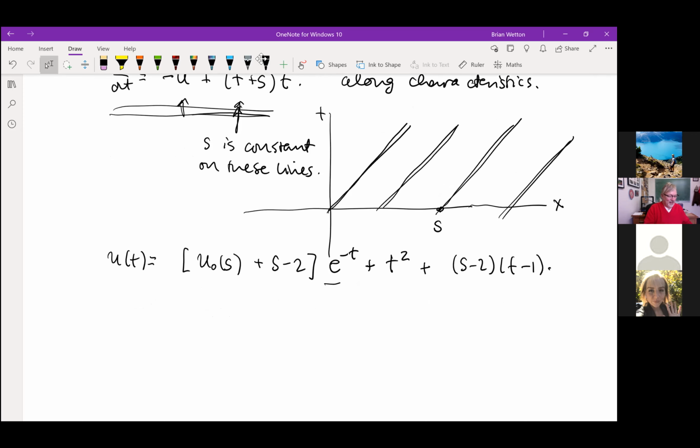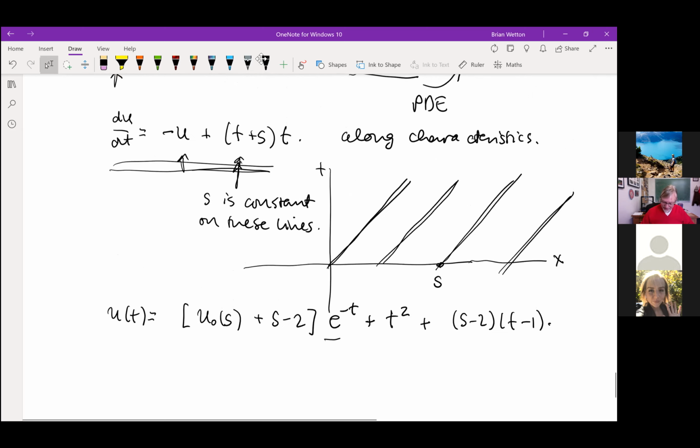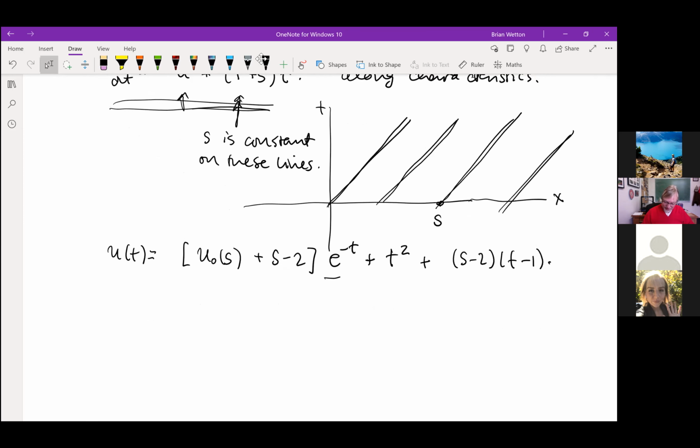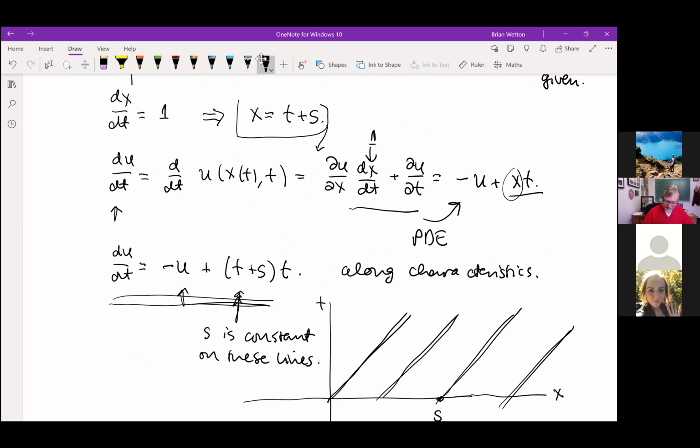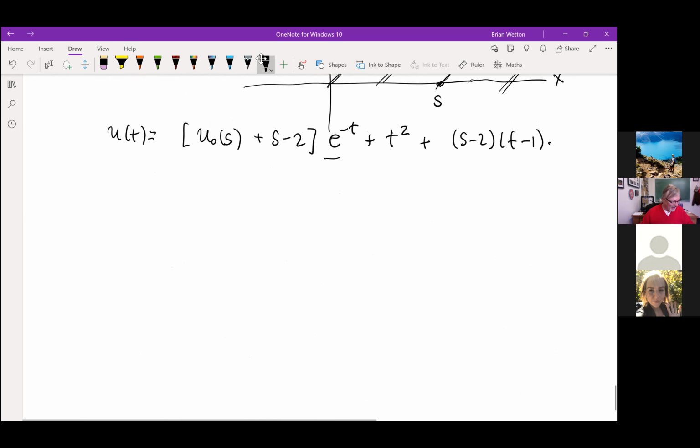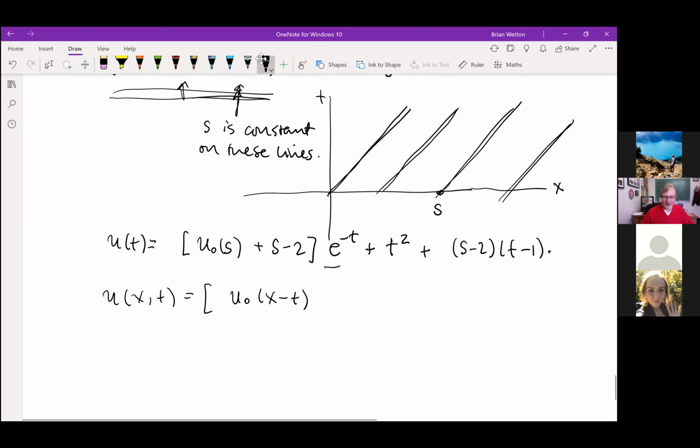Okay, and again, in this simple case, we can convert this solution, which is written out in terms of u of s and t, into u of x and t, only because we've got this very simple relationship. Same as before, wherever I see an s, I can put an x minus t. And so I can get u of x and t is u0 of x minus t, right?